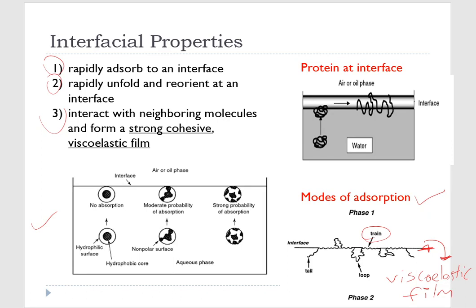So what about the concentration of protein at the interface in this viscoelastic interfacial film? It's about 20 to 25%, weight per volume of the solution, protein concentration. Okay, let's continue.